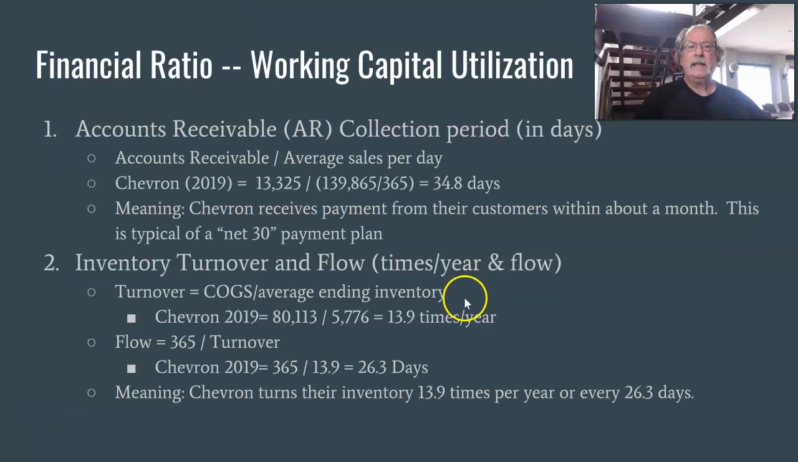analyzing a company. And turnover is your cost of goods sold divided by your average ending inventory. So how many times do you turn over your inventory a year? And what you want to know is how this number changes from year to year. That's the big deal. How much do these numbers change from period to period? And is that change significantly positive or significantly negative?